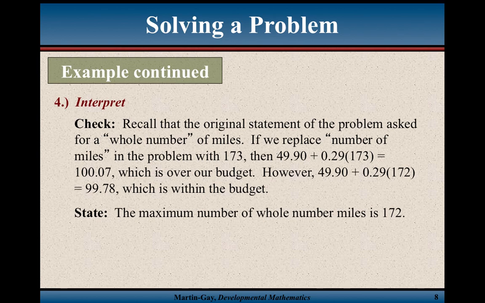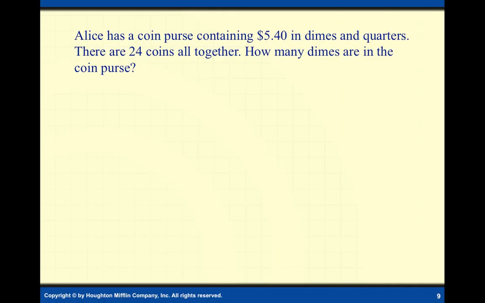As a whole. No? Okay, another problem is Alice has a coin purse containing $5.40 in dimes and quarters. There are 24 coins altogether. So, si Alice has a coin purse. Okay, meron siyang lalagyan na may 5.40 in dimes and quarters. So, halo na yon. Okay? There are 24 coins altogether. So, merong 24 coins. Halo-halo, ang total is 5.40.